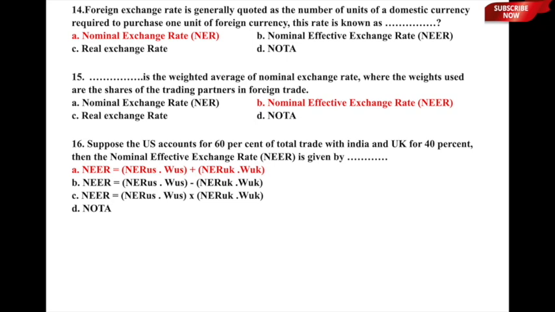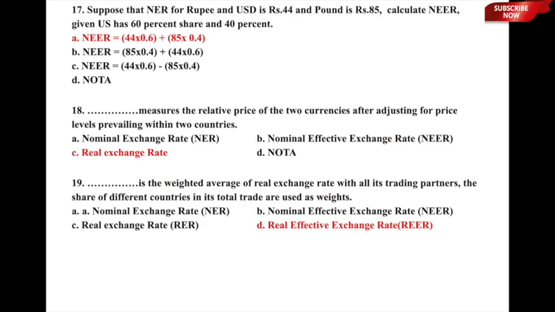Now, let us use this formula and find out what will be the NEER value for question number 17. Now, suppose that the nominal exchange rate for rupee and US dollar is rupees 44, and pound is rupees 85, that means the nominal exchange rate for pound is rupees 85. Calculate NEER given US has 60% share and 40% is with UK. Okay, so 40% is with UK and 60% is with US.